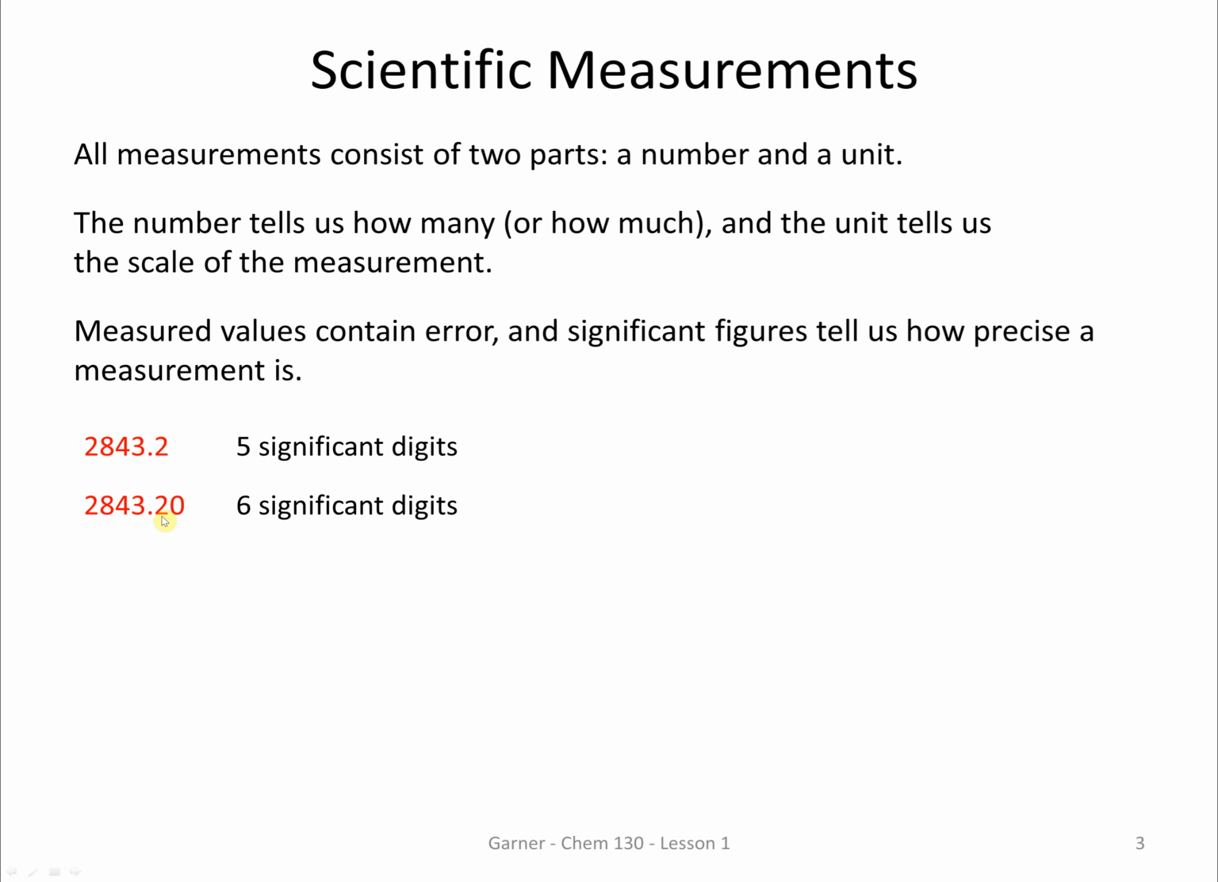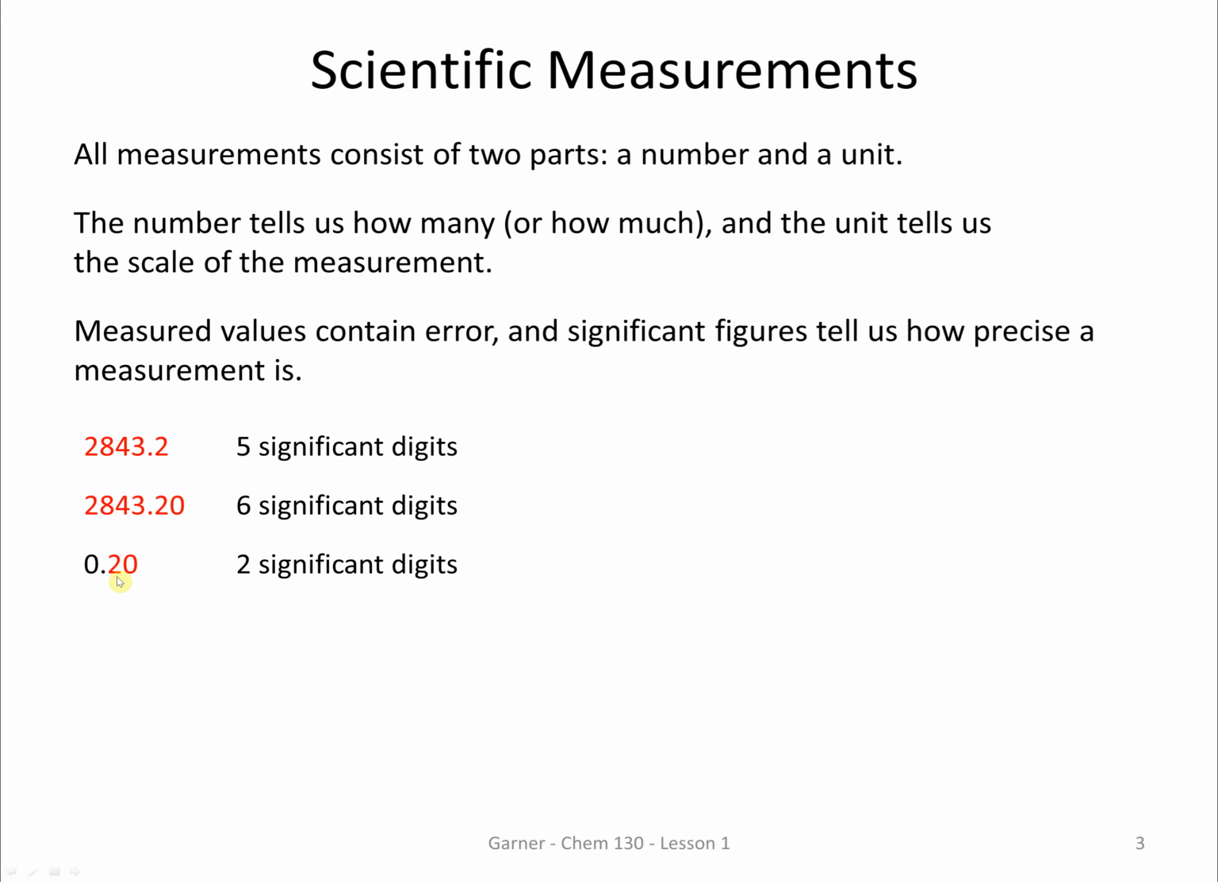It's to the right of this non-zero digit here, this 2, and it's to the right of this decimal point. So that makes it a sig fig. So this value has 6 significant figures, the 5 non-zero digits, as well as the 0 that's to the right of a sig fig and to the right of the decimal. All right, let's look at another example.